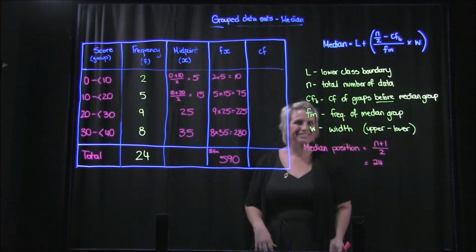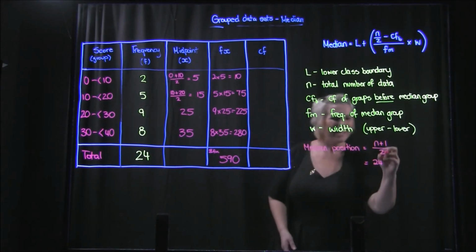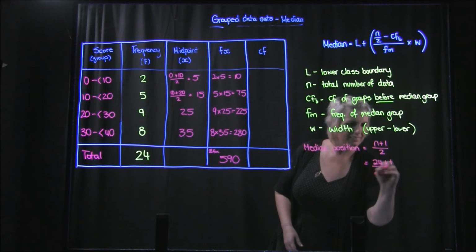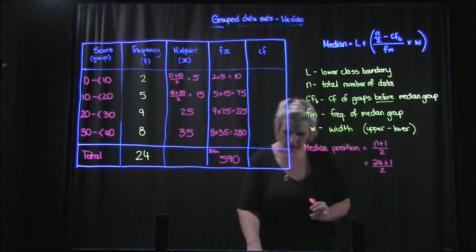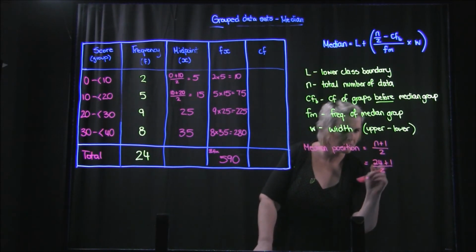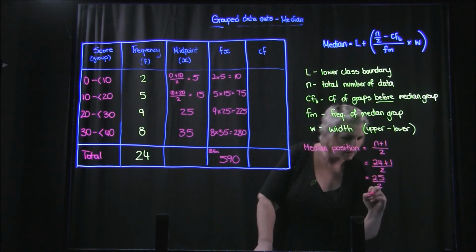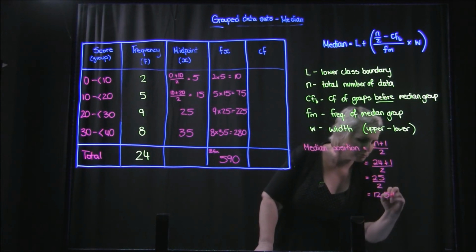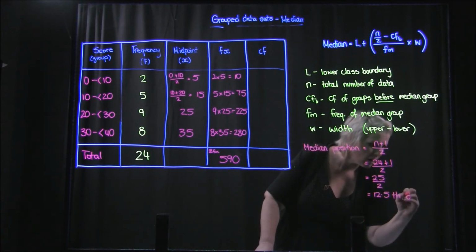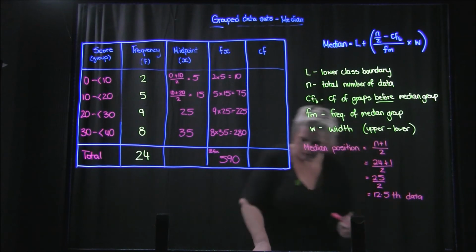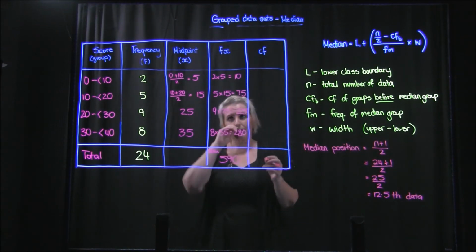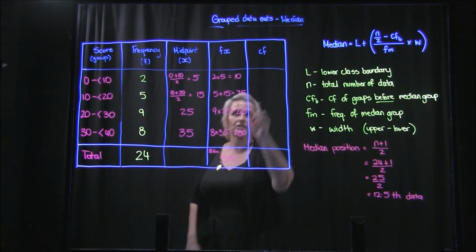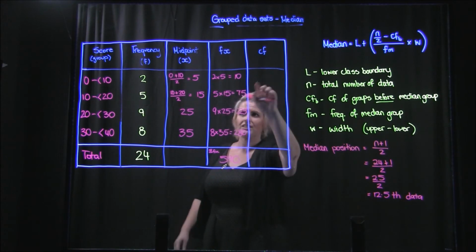Okay. 24 plus 1 over 2. So that's going to be 25 divided by 2, which is going to be the 12 and a half data. Now, how do I know? Well, we fill in our cumulative frequency column. So we should have actually done this already.